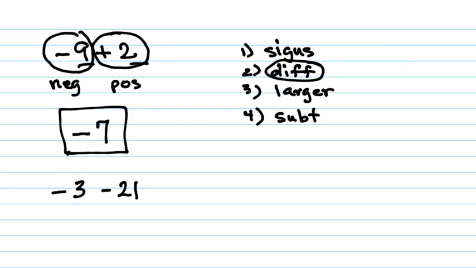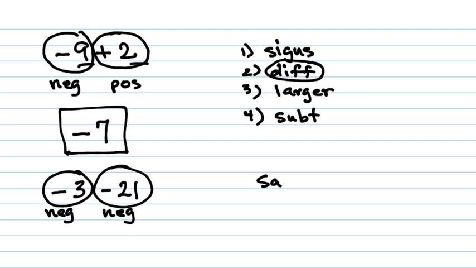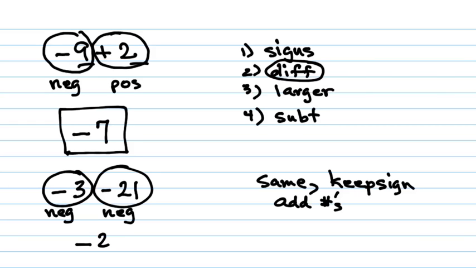What is the sign of the 3? Negative. What's the sign of the 21? Negative. Are the signs the same or different? They're the same, right? So that means I'm simply going to keep the sign. So what sign are they both right now? Negative, which means my answer is going to stay negative. And then what to the numbers? Just simply add them. What's 21 and 3 make? And so my completed answer is negative 24.